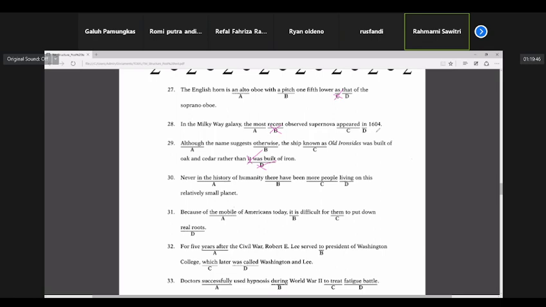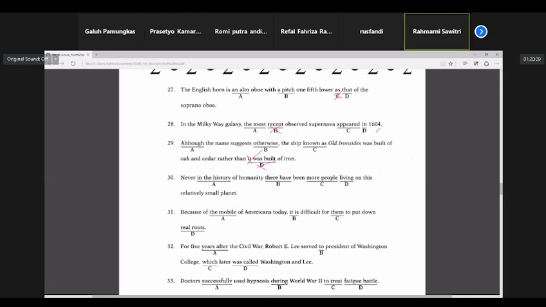number 30. What about Prasetyo? Yes, ma'am. Number 30. I think B, ma'am.